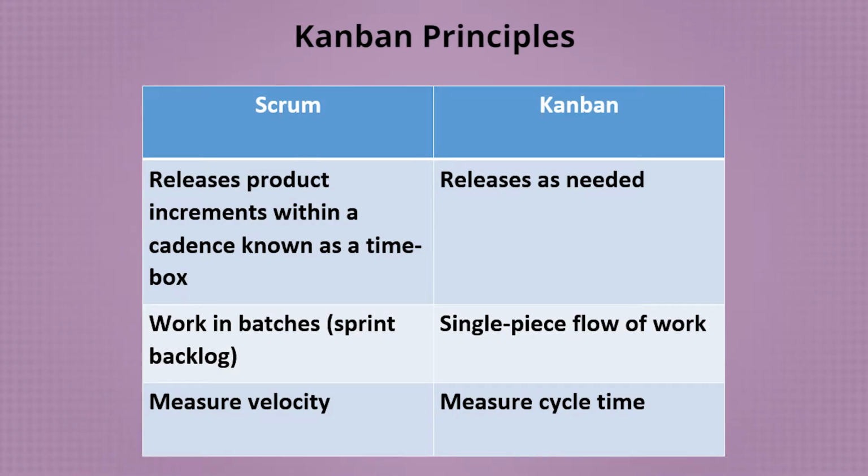As you can see, Scrum and Kanban share the same values and principles. They're just applied slightly differently. Mainly, the use of time boxes in Scrum versus no time boxes in Kanban. Scrum releases product increments within a cadence known as a time box. It can also be referred to as an iteration or a sprint. And Kanban releases as needed.